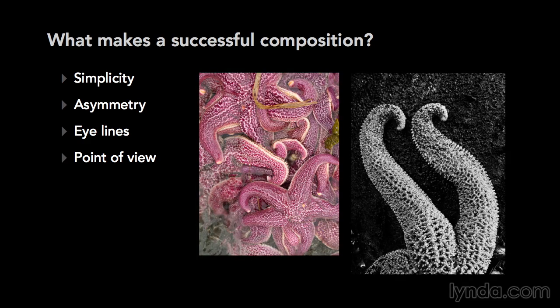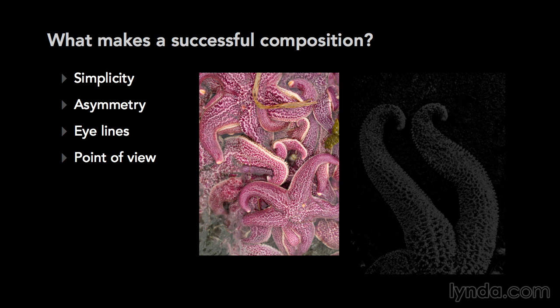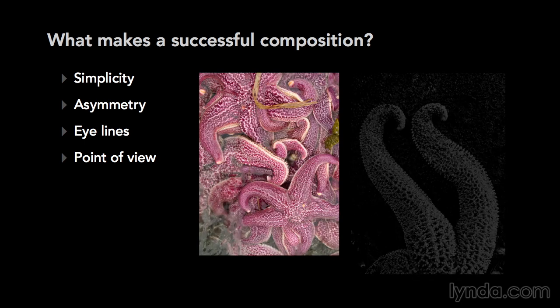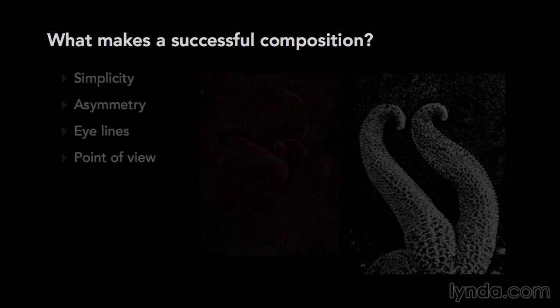We compare these 2 images. Again, just based upon simplicity alone, we see that the right-hand image is far more successful than the left one. It's much easier to look at, much easier on the eyes. All right, this has a clearly defined asymmetry to it. This one does not. All right, this has some beautiful eye lines coming down these legs. This clearly does not. All right, and this has a more interesting point of view in terms of just looking at a portion of the sea stars rather than all of them.